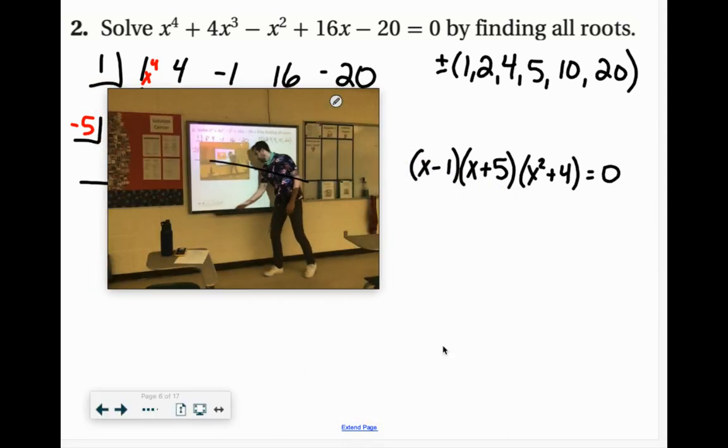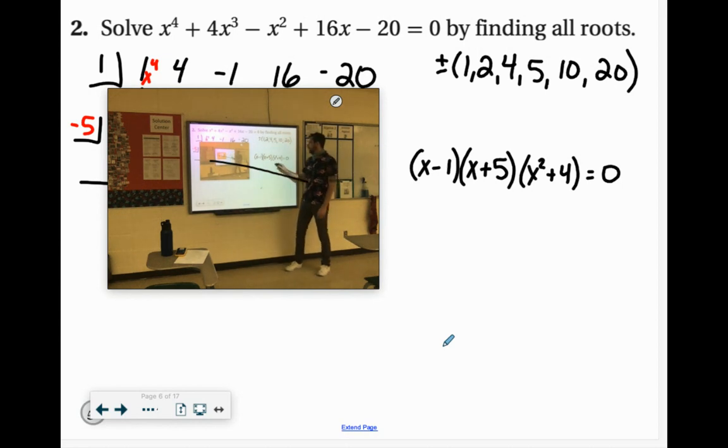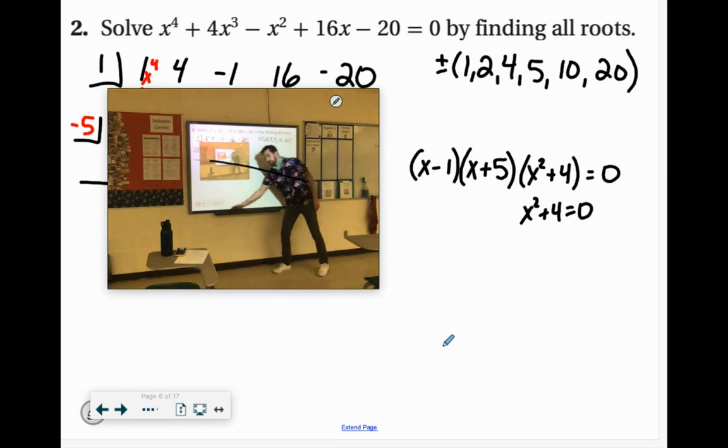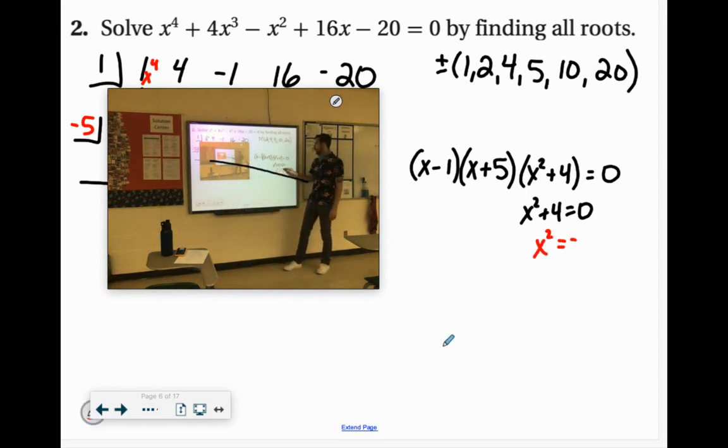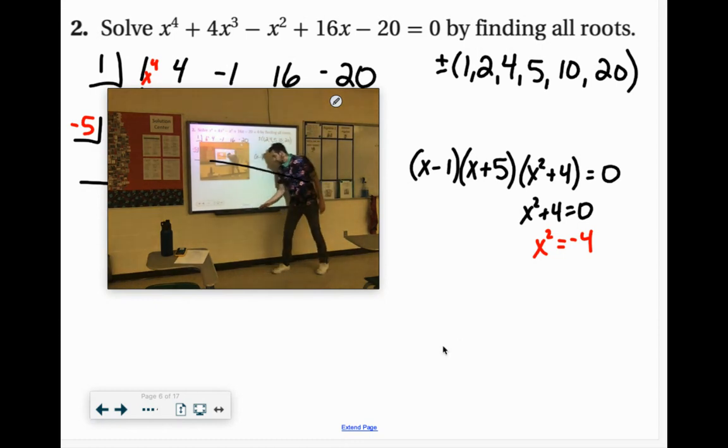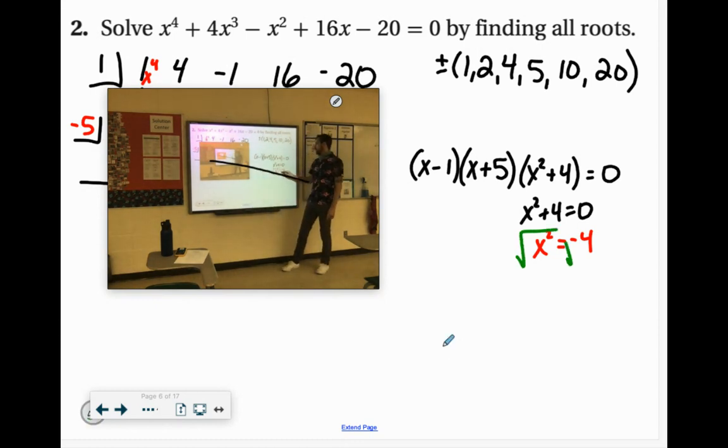What is going on? This x squared plus 4 can equal 0. And we'll be able to find some solutions off of that. So we can subtract our 4. x squared equals negative 4. You square root it. And remember that the square roots of negative 4 would be plus or minus 2i.